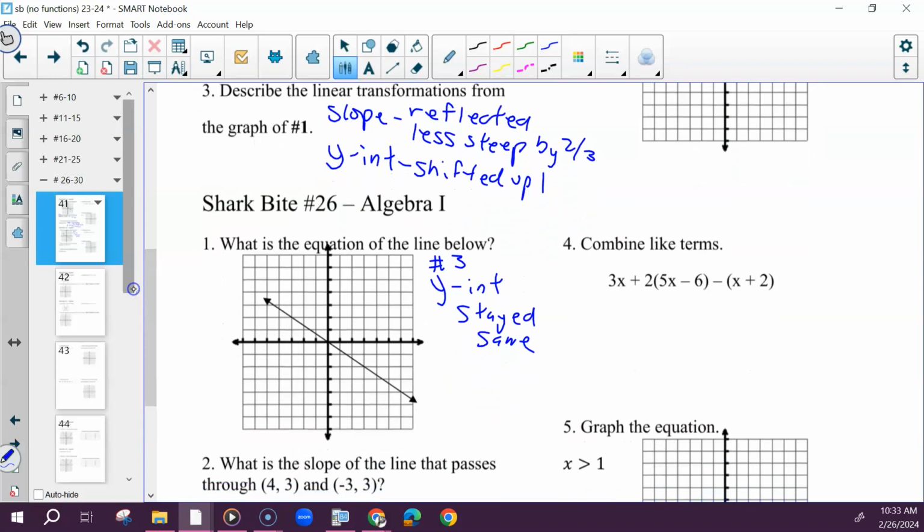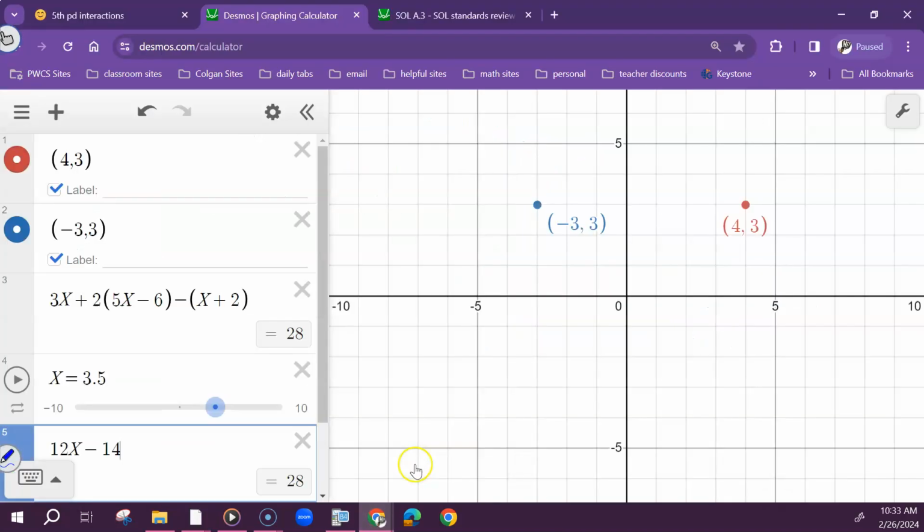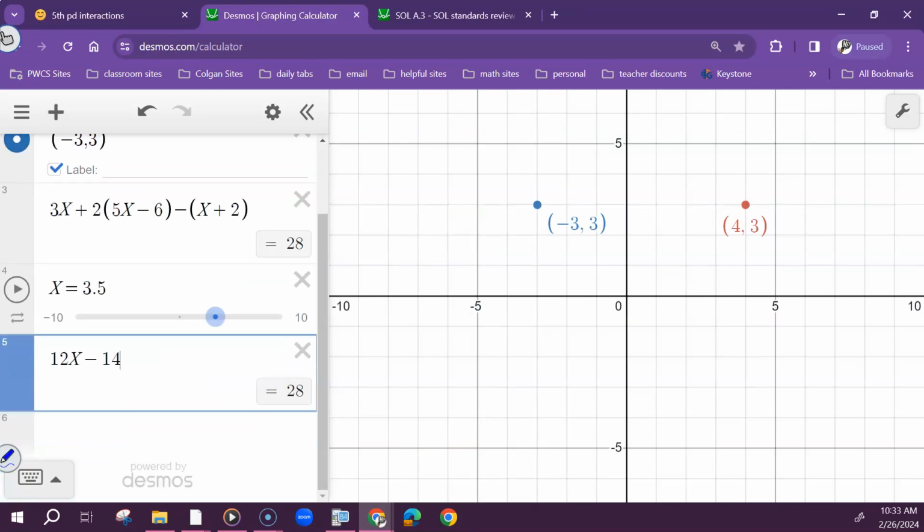Okay, and then number 4, you have to combine the terms. If I distribute, we get 3x plus 10x minus 12 minus x minus 2. And then combine your like terms. 3x plus 10x is 13 minus x is 12. And negative 12 minus 2 is negative 14. So if I wanted to check that in Desmos, if I put in the original with either capital X's or a different variable, I add in the slider, change it to some number, and put in my answer, they should give me the same thing. Questions on that one?